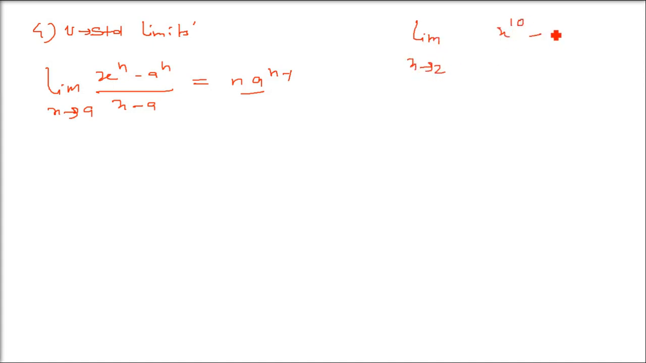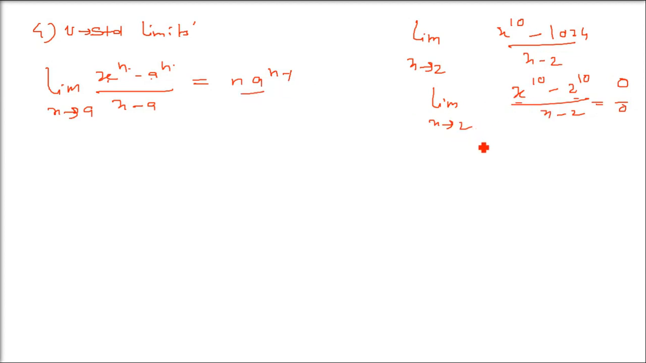This is limit x tends to 2, (x to the power 10 minus 1024) by (x minus 2). Now if you see here, this is 1024. 1024 is 2 to the power 10. So this is (x to the power 10 minus 2 to the power 10) by (x minus 2). So this is of this form. X is x here, a is 2 here, and n is 10 here. So if you put x as 2, it will be 0 by 0: 2 to the power 10 minus 2 to the power 10 divided by 2 minus 2.